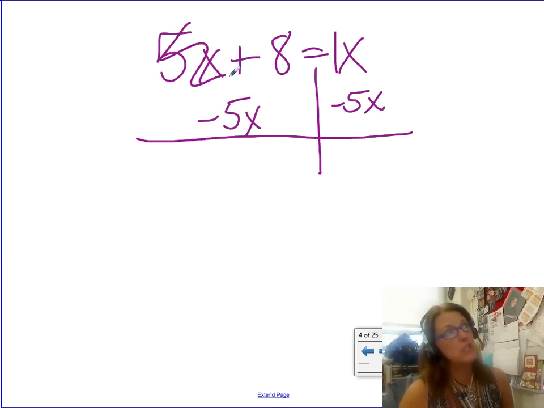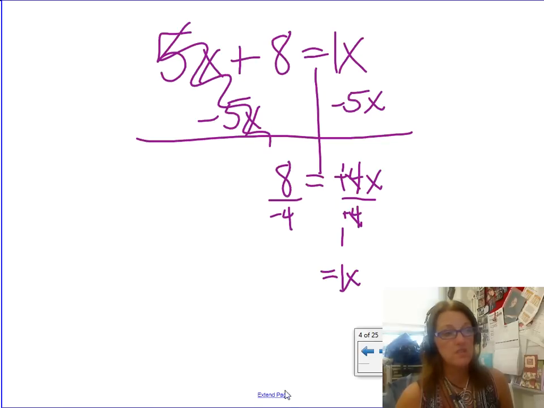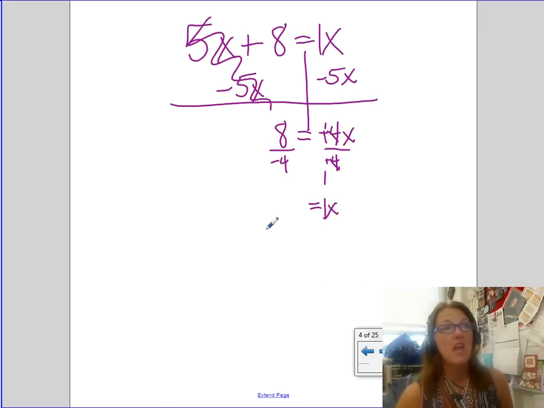Because then that is annihilated and all you have left is 8. On this side, I would get negative 4x. Oh, all right. Well, then I have to simply divide by the coefficient of x, negative 4, so that I end up with this to be a positive 1x, because that's my goal, is to get x by itself, and I get negative 2. See?